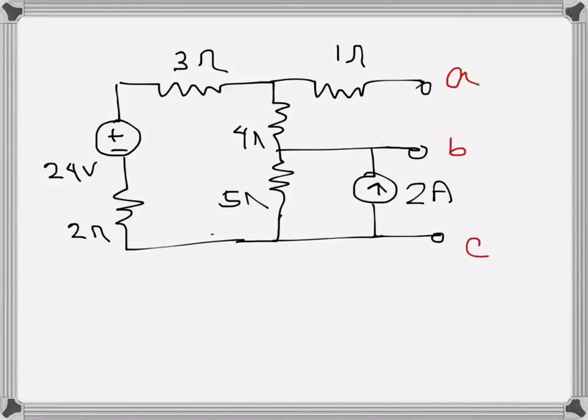For the given circuit, we will try to find Thevenin's equivalent circuit for terminal AB and for terminal BC. So let's do it for AB first. When we want to find the Thevenin's equivalent for AB, we have to find the open circuit voltage here. What is the VOC here? That will be the Thevenin's equivalent voltage.